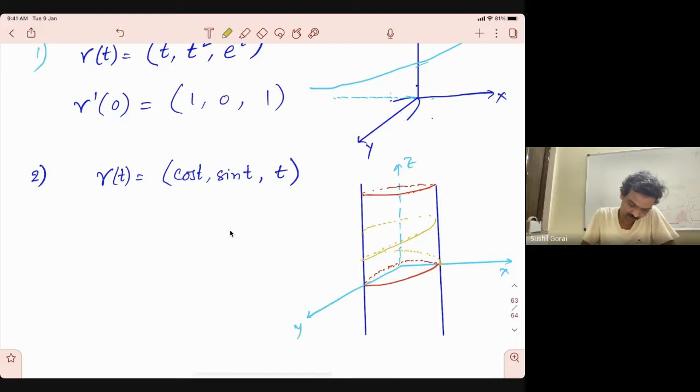So similarly here. Actually, the last part is a problem. It should be parallel.